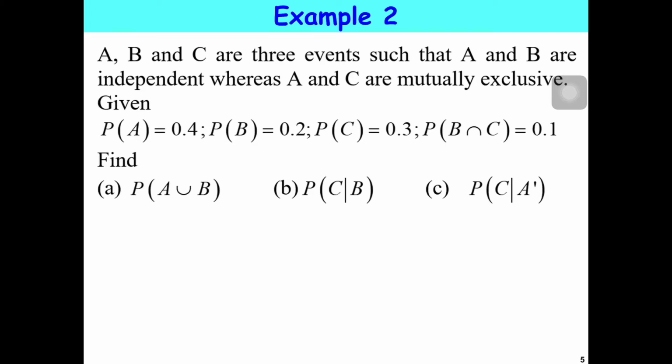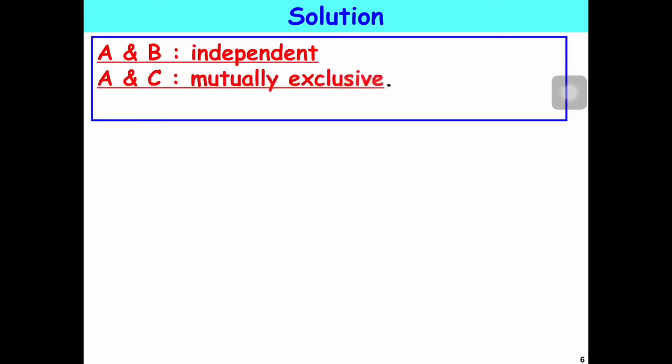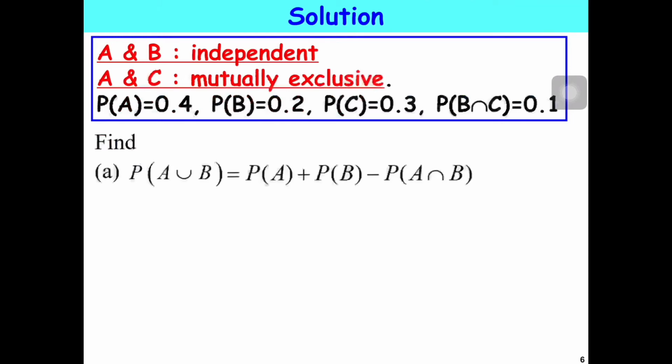So example 2: A, B, and C are three events such that A and B are independent, whereas A and C are mutually exclusive. So the solution: A and B are independent and A and C are mutually exclusive, and this is the information that you are given from the question. Your probability A, probability B, probability C, and probability B and C. So find A, your probability A union B.